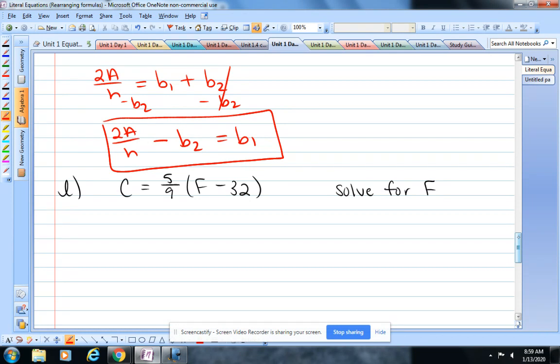But we want to rewrite it so that we're solving for Fahrenheit. So maybe we know the Celsius degree and we want to rearrange it so we can find the Fahrenheit degree. So we want to get F by itself. And it's in parentheses, so I told you not to do what first? Don't distribute. Is everybody writing this down?